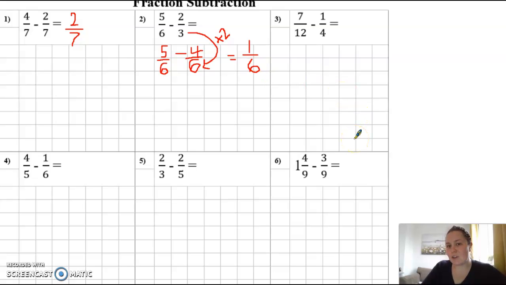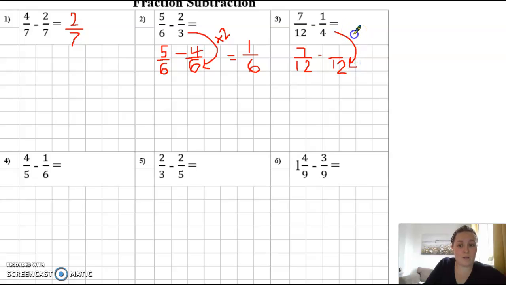Number 3, 7/12 take away 1/4. Again, we haven't got a common denominator. I'm going to have a look. Can I use either of those denominators? Will that work? Yep, because 12 is in the 4 times table, so I can use 12s. I can carry 7/12 straight down because it doesn't need to change, and then I will have to convert my quarter into 12s.